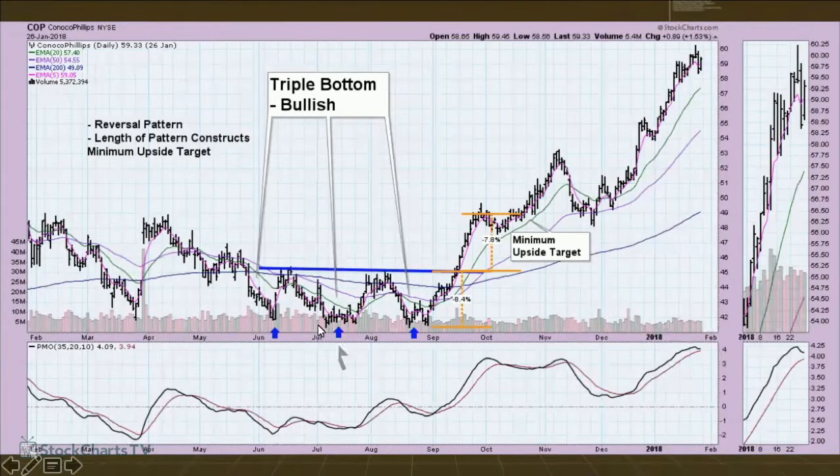All right, triple bottoms, pretty much the same idea, only your confirmation line is over those two peaks that are formed by having a triple bottom. And just like the double bottom works the same way, you can do the measurement to get your upside target.